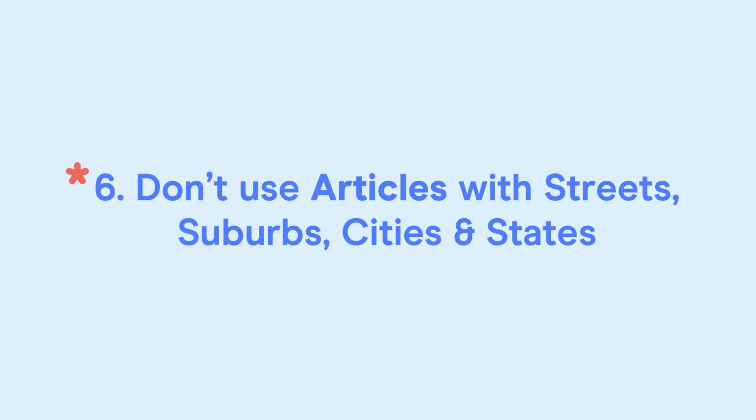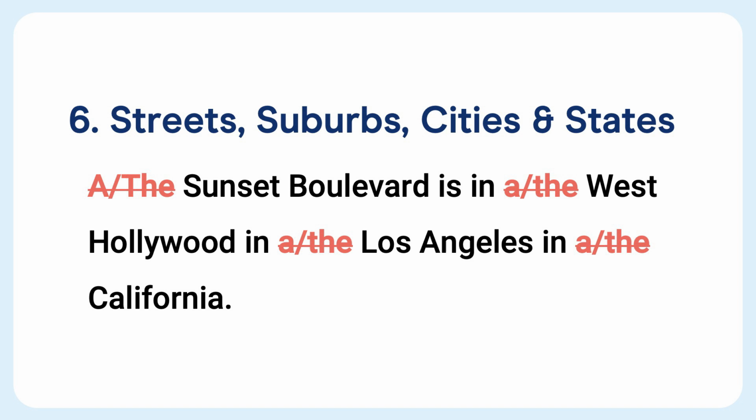Number 6, don't use articles with streets, suburbs, cities, and states. Sunset Boulevard is in West Hollywood, in Los Angeles, in California. Cool, but what about mountains and lakes? These are places with names too. Well, they also don't take articles.